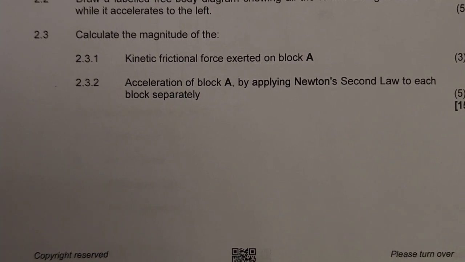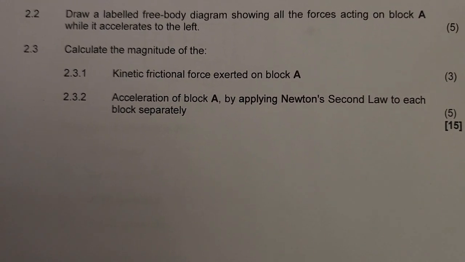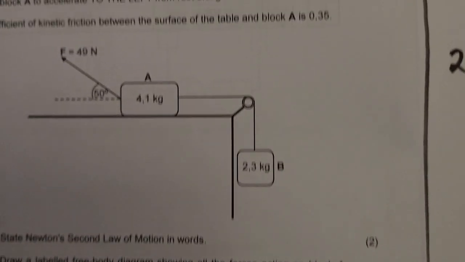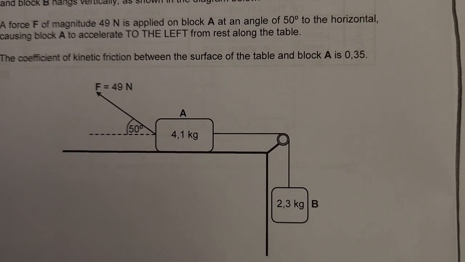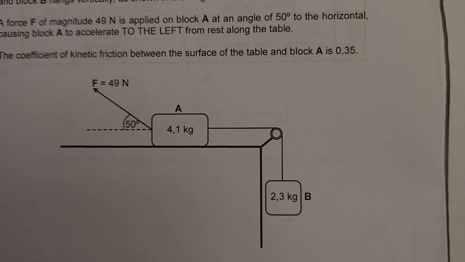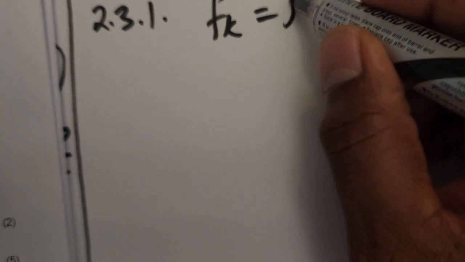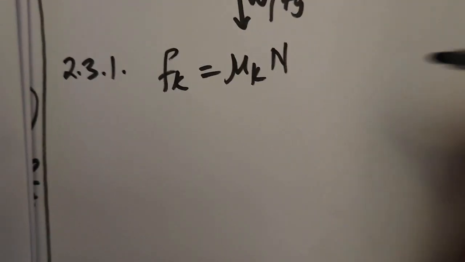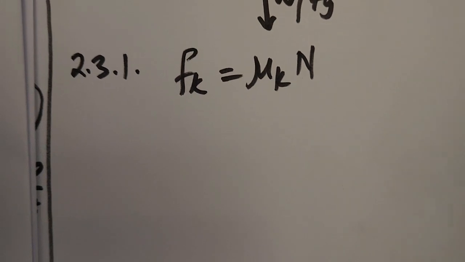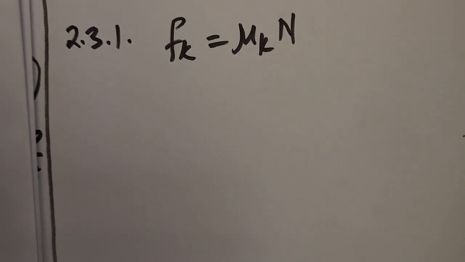Calculate the magnitude of the kinetic frictional force exerted on block A. Once we were given the coefficient, we know that we will be calculating. In this case, remember, calculating kinetic friction, the formula first will be Fk equals the coefficient multiplied by the normal. Remember, in the normal, we have got 4 aspects of the normal, just to enlighten others.